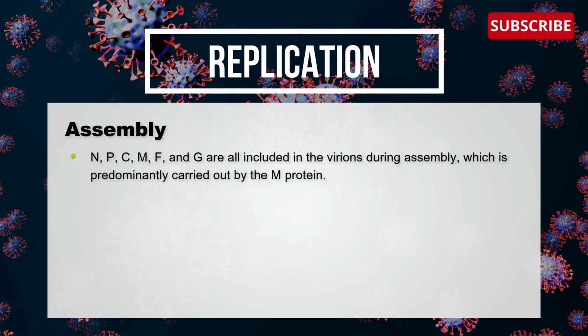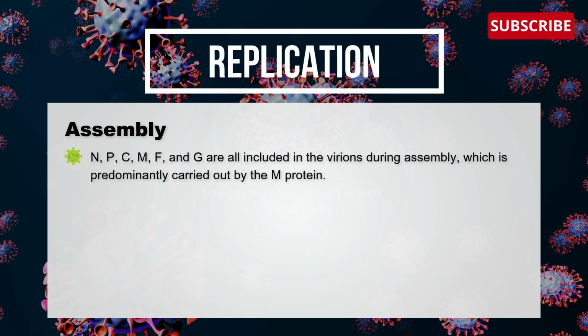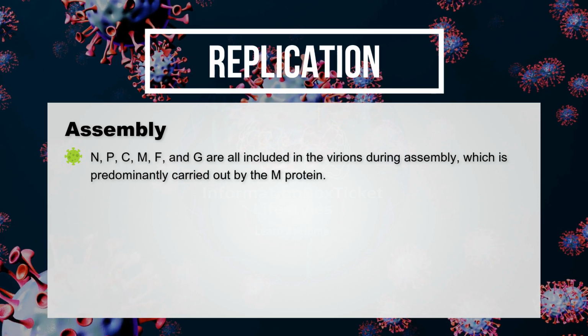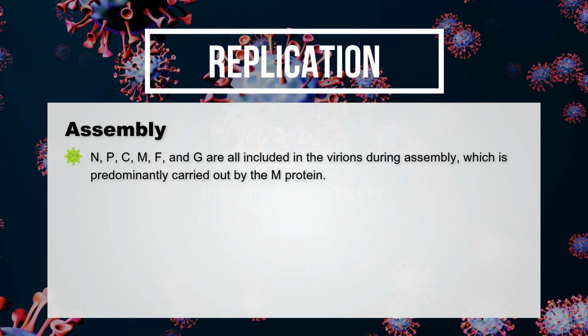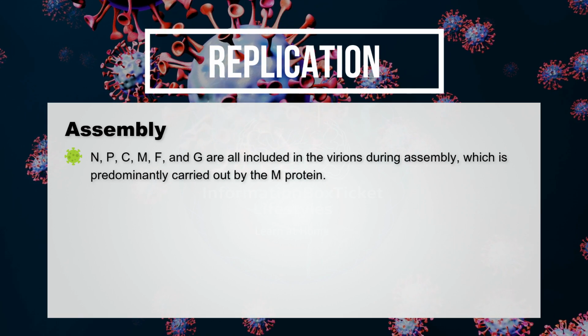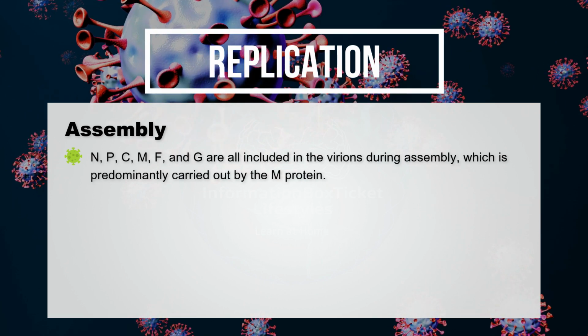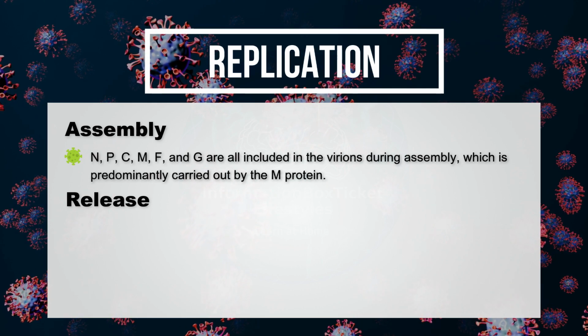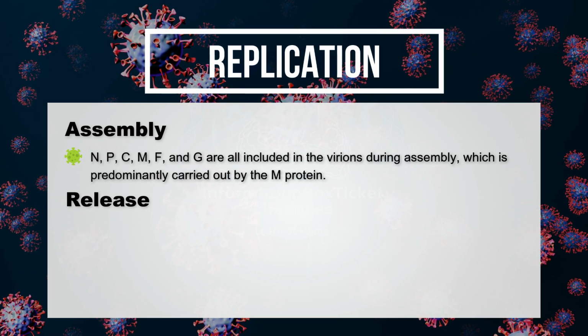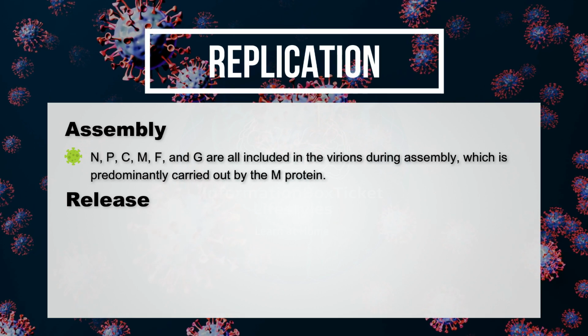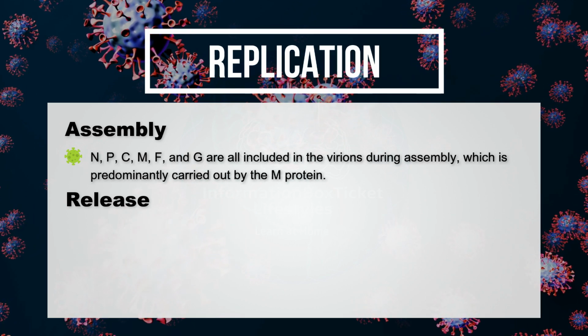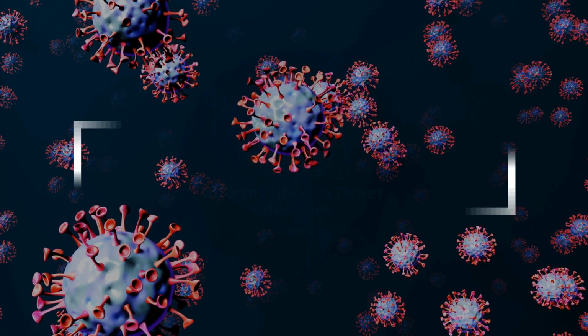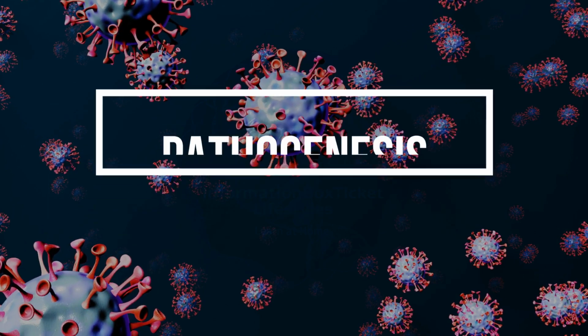Assembly. N, P, C, M, F, and G are all included in the virion during assembly, which is predominantly carried out by the M protein. Release. The virions are expelled from the cell after budding through the host membrane, which has G proteins on its surface. Let's learn about its pathogenesis.